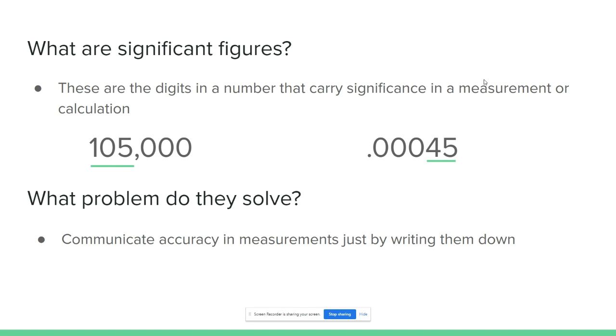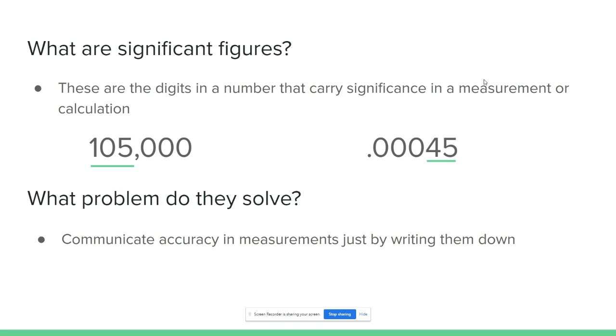So what are significant figures? Significant figures are the digits in a number that carry the actual value of the measurements that you've taken or the calculation that you've done. So in these instances, like 105,000 and 0.00045, the 105 and the 45 are significant, while the other zeros there are really just there for scale.